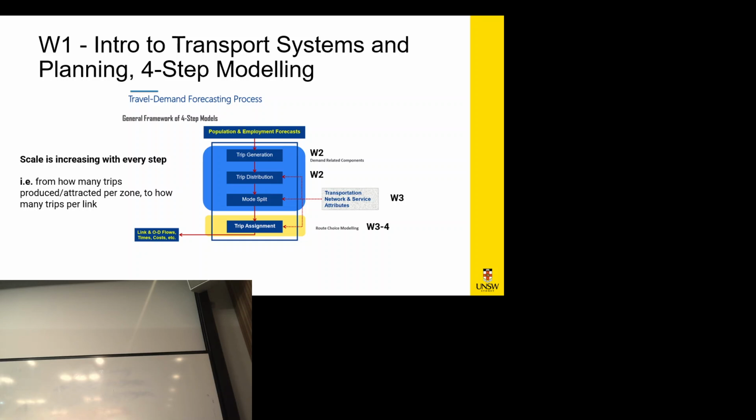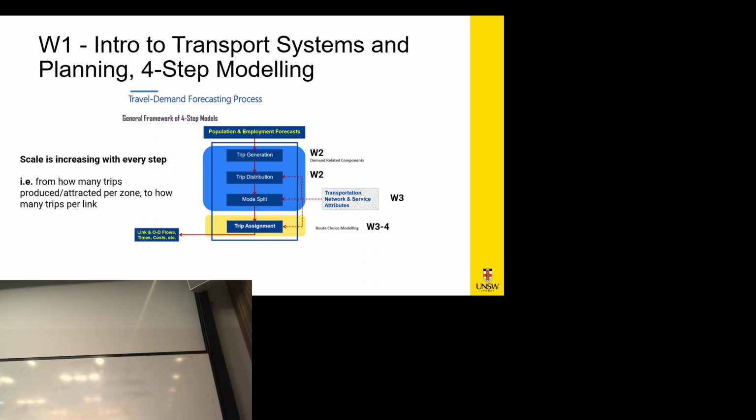This is what you're going to learn in weeks 2 to 4. What I want to mention is that the scale is increasing with each step. Trip generation is very broad, from one zone to another zone, to a really localized scale where you have, for example, the flows for a road, let's say Windsor Road. You have 500 cars on Windsor Road per hour. That's what you're trying to do.